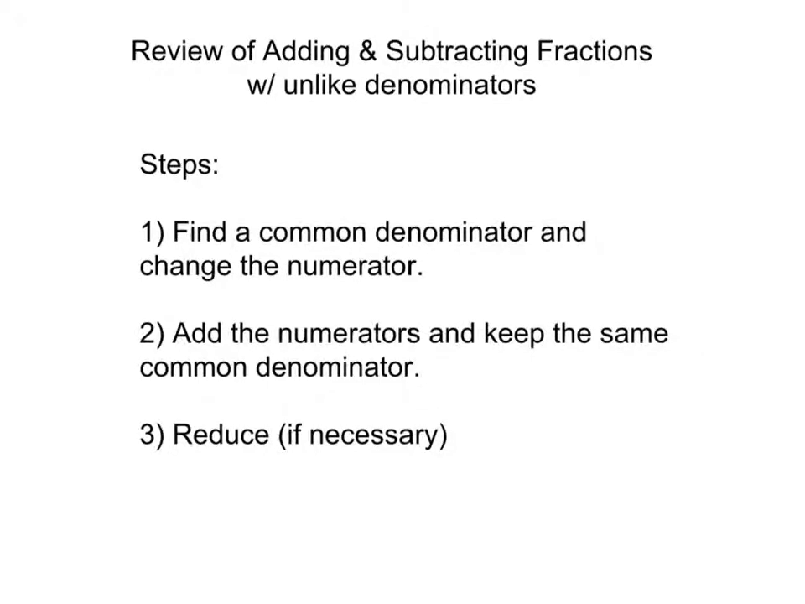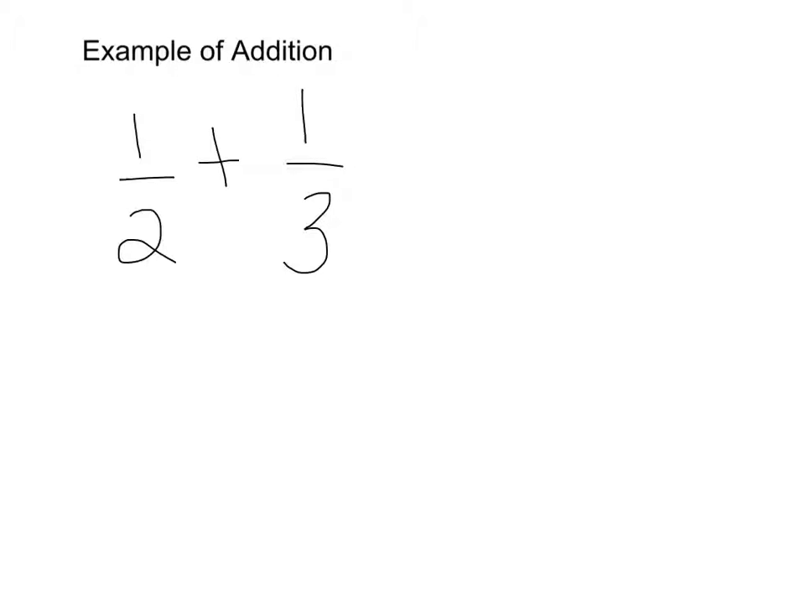Hello everyone. The lesson for today is reviewing adding and subtracting fractions with unlike denominators. Here are the steps that you were taught. First, you find a common denominator and change the numerator. Second, you add the numerators and keep the same common denominator. And finally, you reduce your answer if necessary. Let's see how this works.